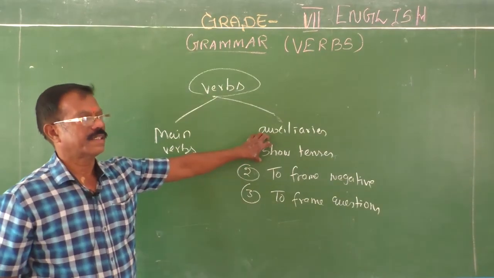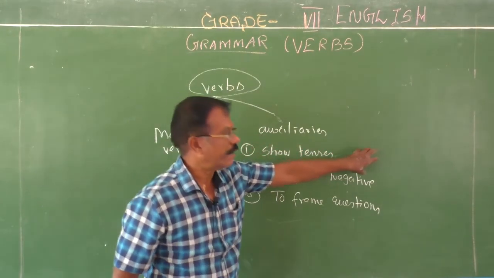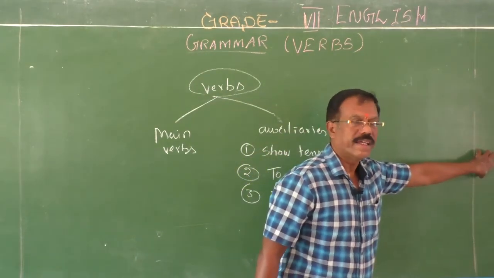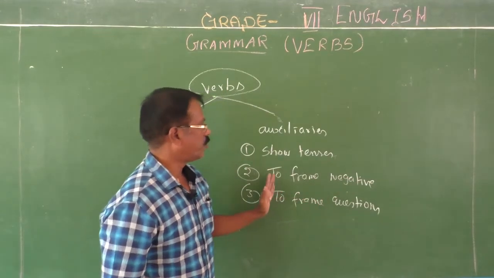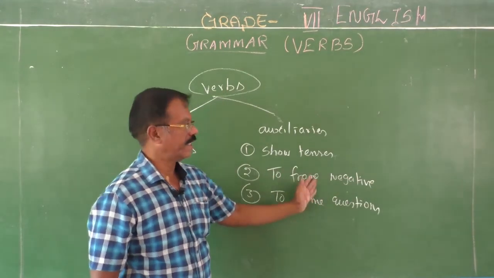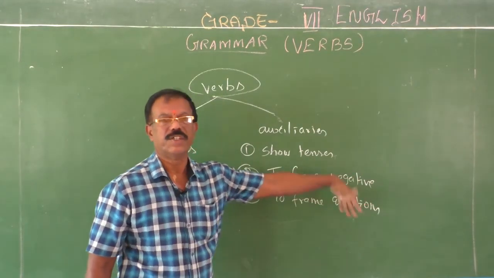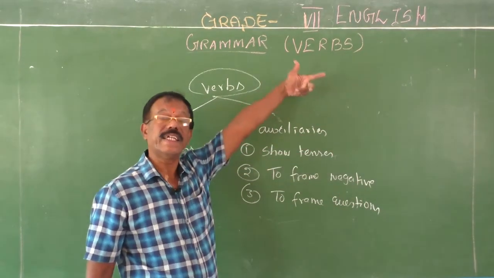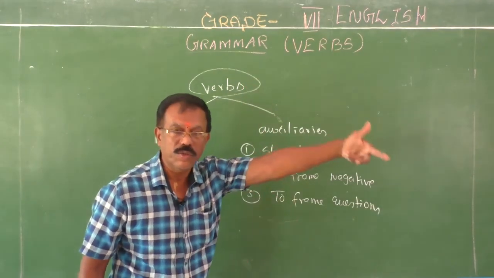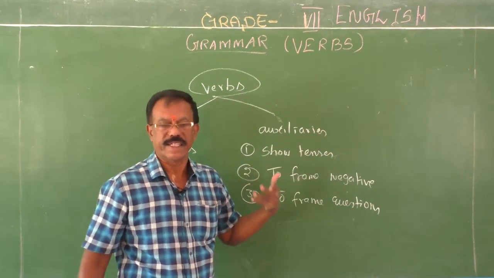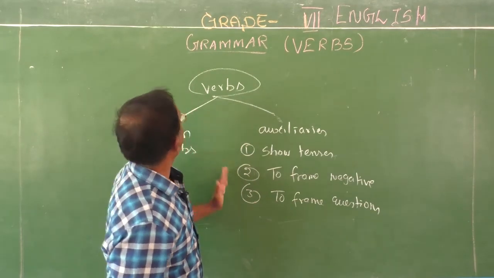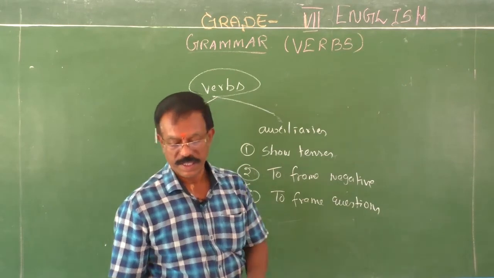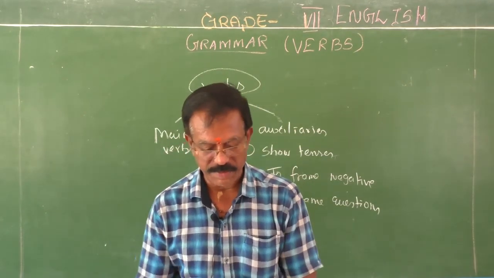So tenses: I eat, I'm eating, I have eaten, I will eat. Then to frame negatives: I do not eat, he does not eat, he will not eat, he won't eat. To frame questions: do you like it, did he like it, will you like it, are you going to attend this exam? Like that. So we need auxiliaries for tenses, negatives and questions. Thank you, children. So they are all the types of verbs.